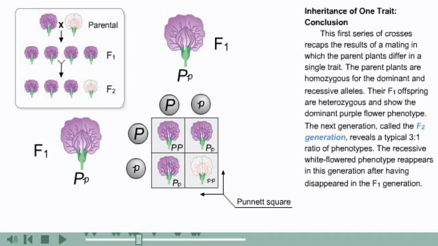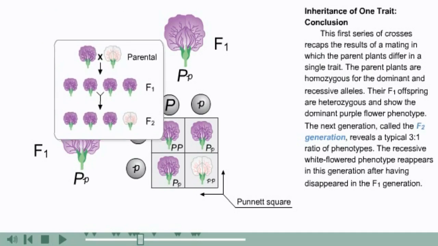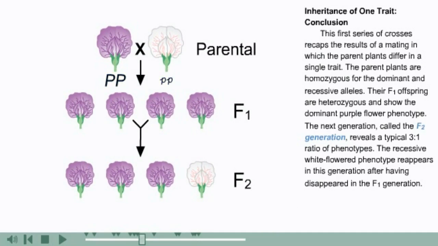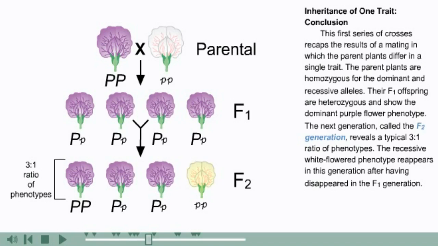This first series of crosses recaps the result of a mating in which the parent plants differ in a single trait. The parent plants are homozygous for the dominant and recessive alleles. Their F1 offspring are heterozygous and show the dominant purple flower phenotype. The next generation, called the F2 generation, reveals a typical 3-to-1 ratio of phenotypes. The recessive white-flowered phenotype reappears in this generation after having disappeared in the F1 generation.